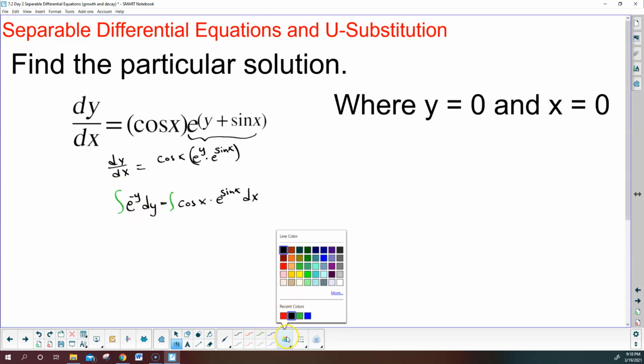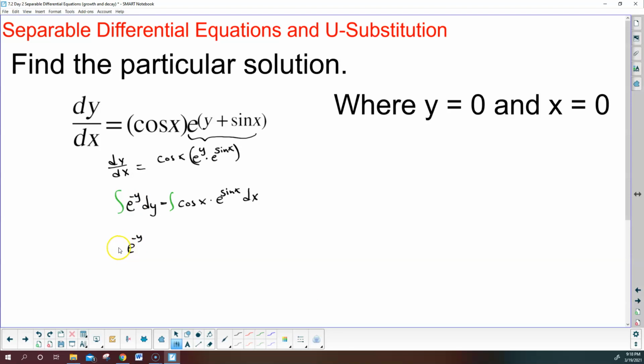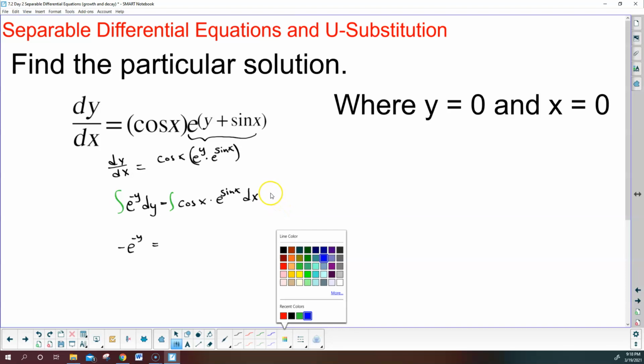All right, so now we can integrate both sides. Here again, you have your u substitution. So the antiderivative of e to the negative y is e to the negative y, but there would be a negative we'd have to compensate for, and you could do u substitution to see where that negative comes out. Over here, I might actually show the work for u substitution.